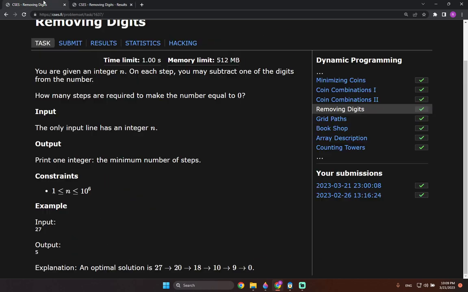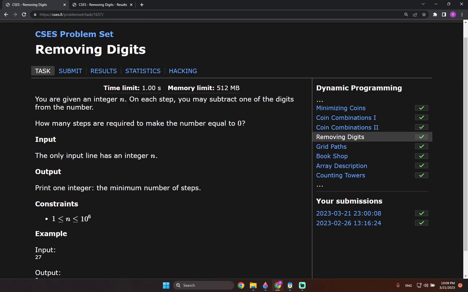The takeaway from this problem is, of course, the greedy solution, knowing that the best strategy for reaching 0 when you subtract only one digit from a number every time is by choosing the greatest digit. So keep that in mind, and you might reuse this information in future problems.